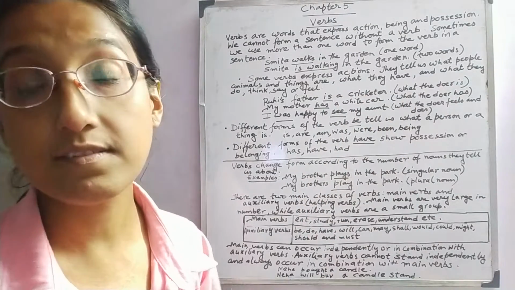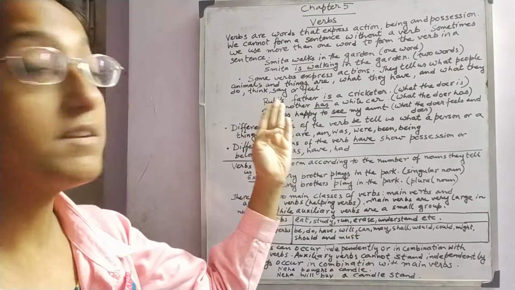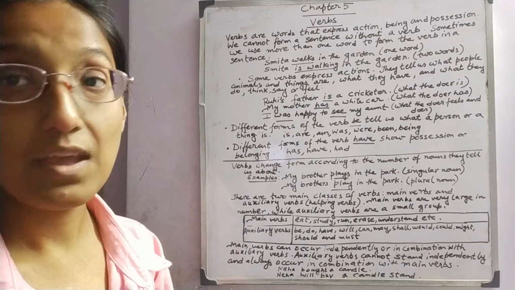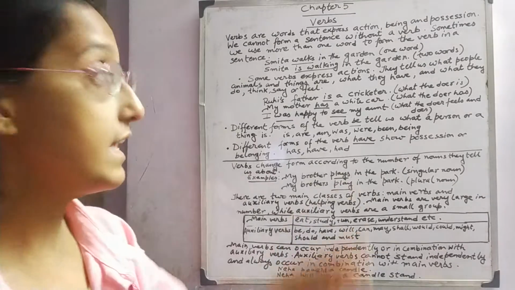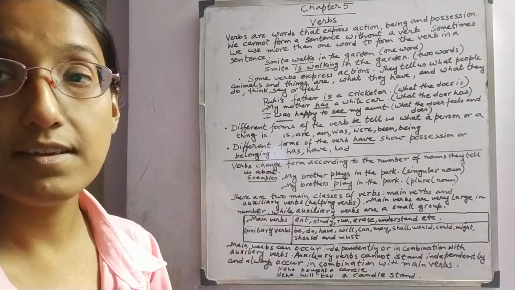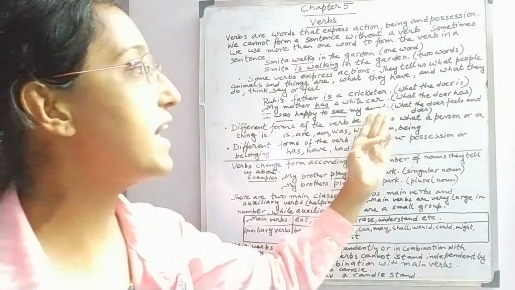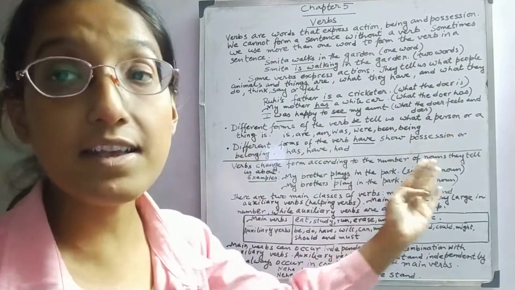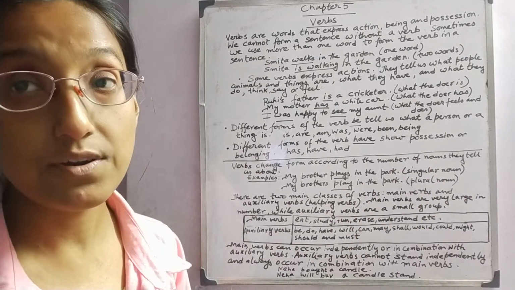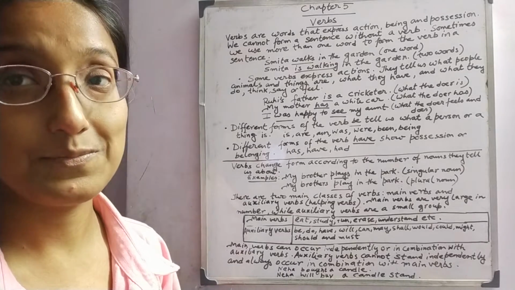In the next example, my mother has a white car. What does the doer have? A white car. So the doer here is my mother. And in these two sentences, what are the verbs? Is and has. In the third example, I was happy to see my aunt. What does the doer feel and do? The doer is happy to see her aunt.